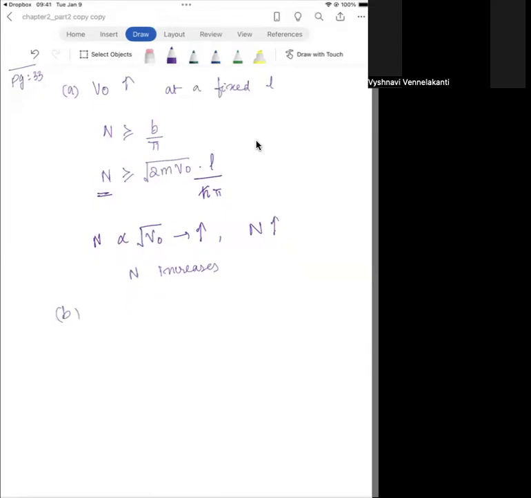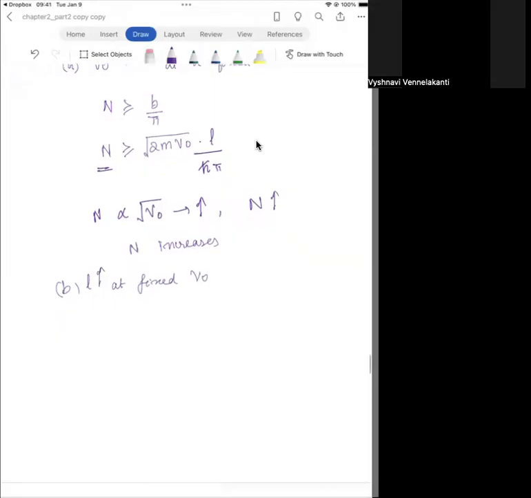Now for part B of the question, you're fixing V0, but you're increasing the width of the box. Again, based on this, we know that n is proportional to the width of the box. So for a fixed V0, as L increases, the number of bound states also increases.